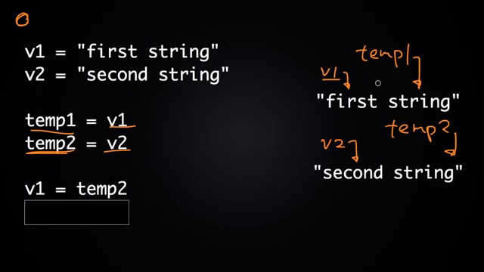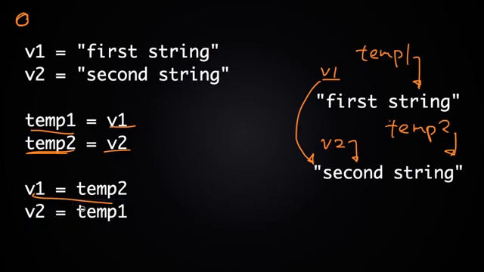So v1 will be equal to temp2, which refers to second string, so v1 will now refer to second string after this line right here, and then v2 will be equal to temp1, which is of course first string, so v2 will refer to first string after these lines. So this is one potential solution, but actually we don't have to use two temporary variables.